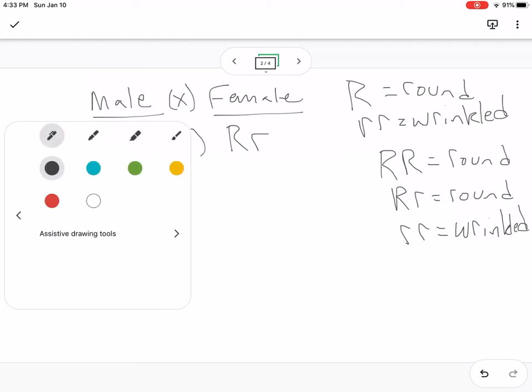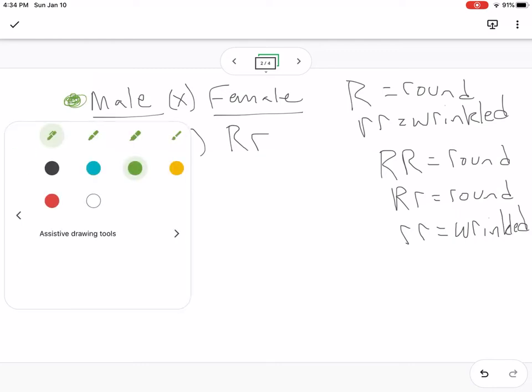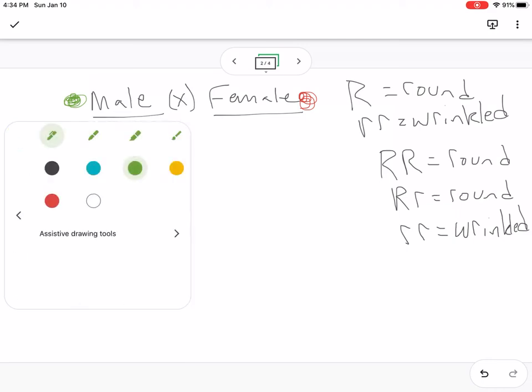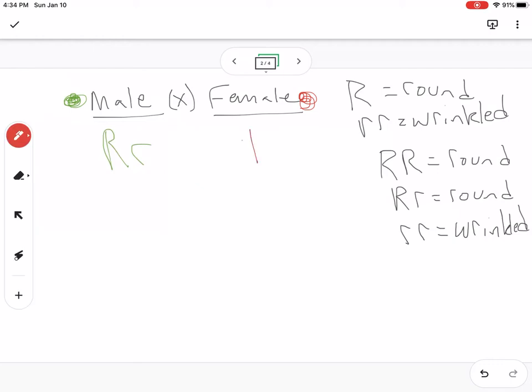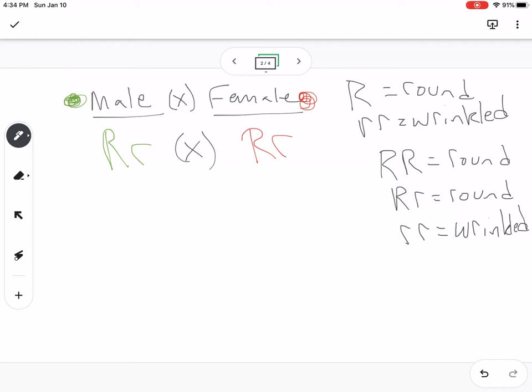Okay, I'm going to use some colors here. Let's see, green for males. The male is going to be green, and then the female is going to be red, let's say. I'm going to erase this. So we have the green cross with the red. They're both round-seeded parents. So let's get to a Punnett square.